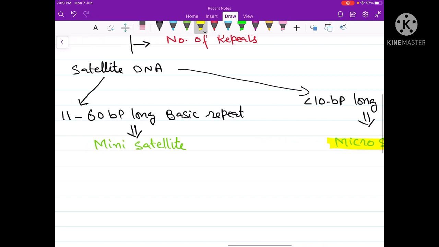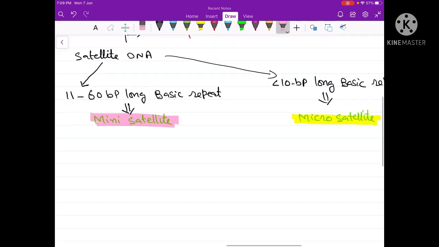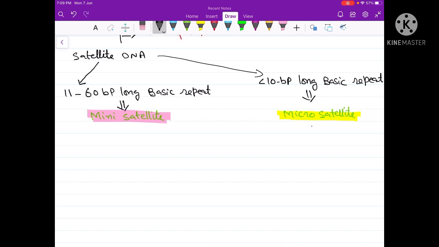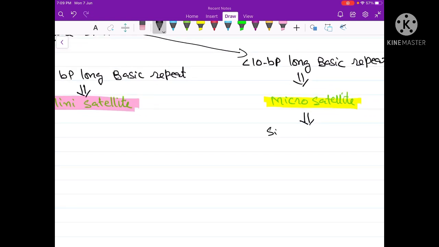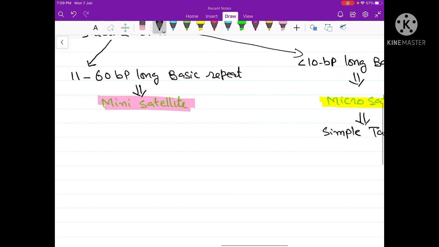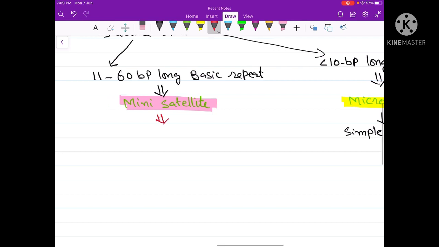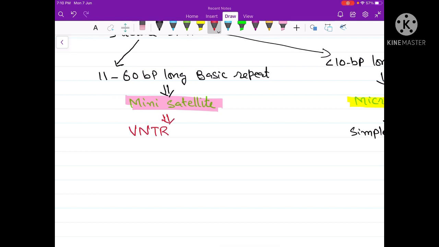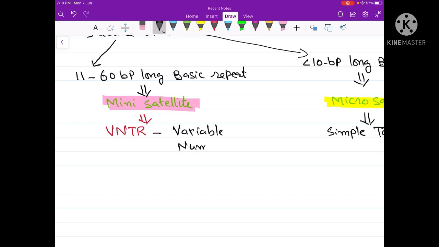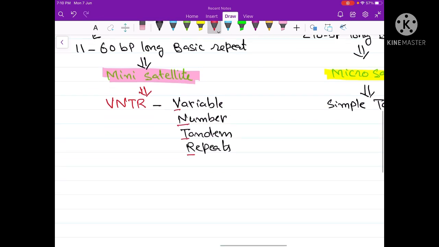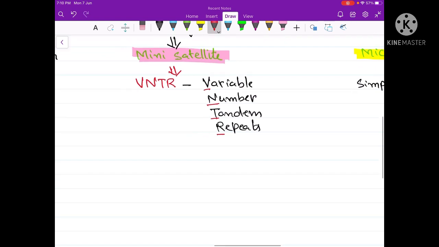They also differ with respect to the number of basic repeats. Minisatellites and microsatellites are named otherwise as well. For example, a microsatellite is often called a simple tandem repeat, and minisatellites are also called VNTRs, where VNTR stands for variable number of tandem repeats: V for variable, N for number, T for tandem, and R for repeat.